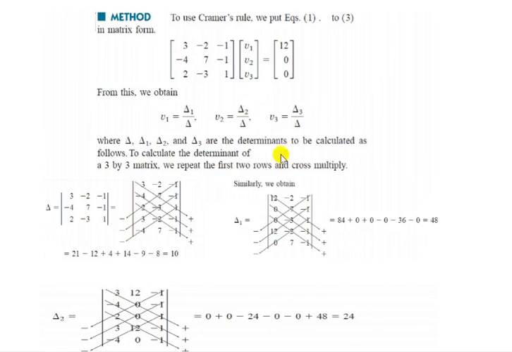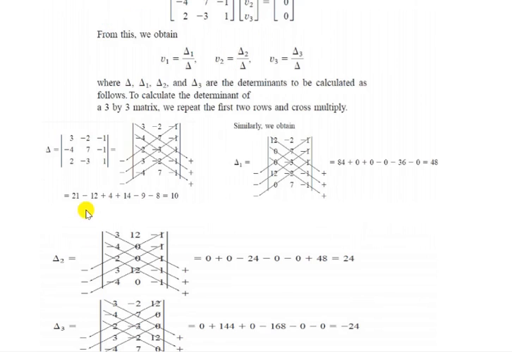For this example, to find del, we take the matrix of coefficient terms of the variables, without replacing the constant term. To find the value of delta 1, we have to replace the first column. To find delta 2, we have to replace the second column. To find delta 3, you have to replace the third column by the constant term. Now here, after writing the values, we have to write the first two rows again, included here.